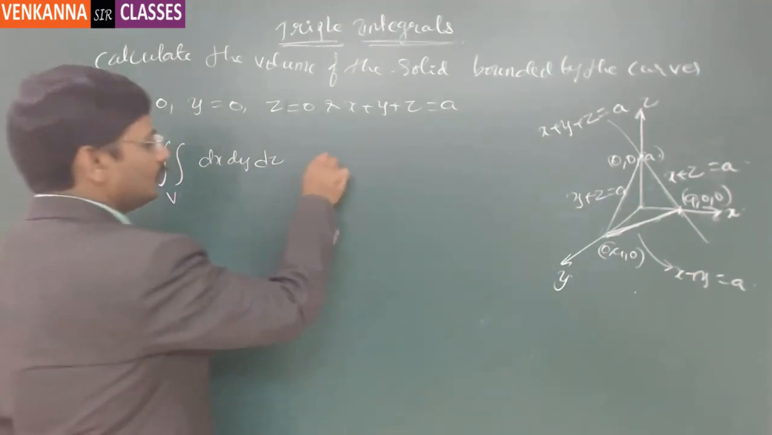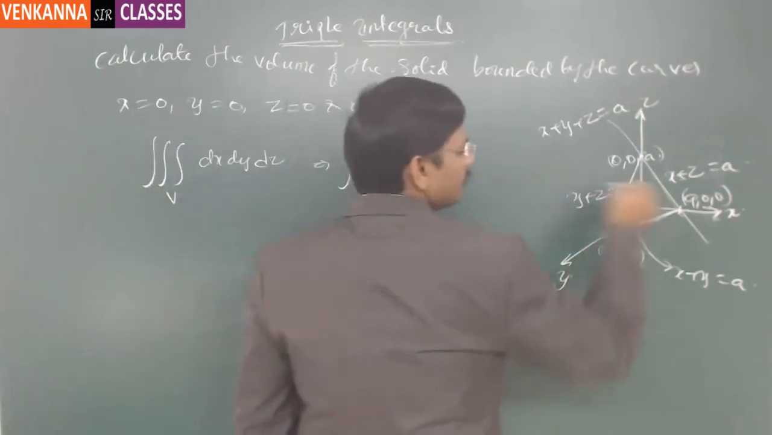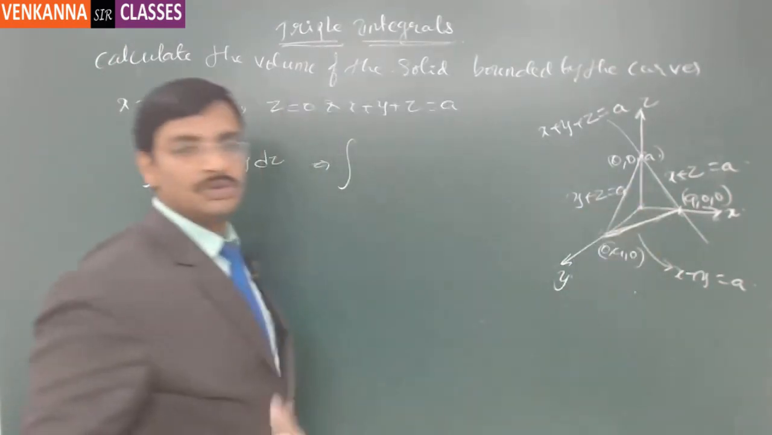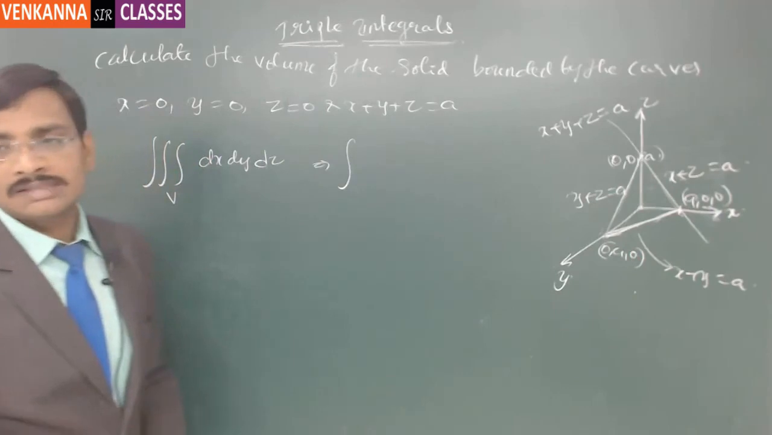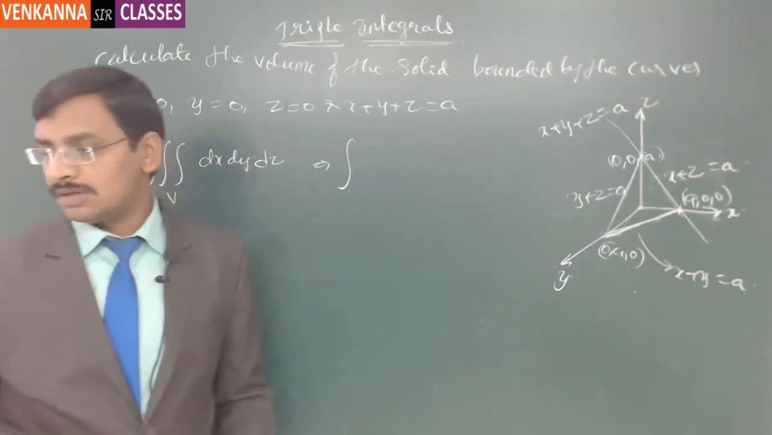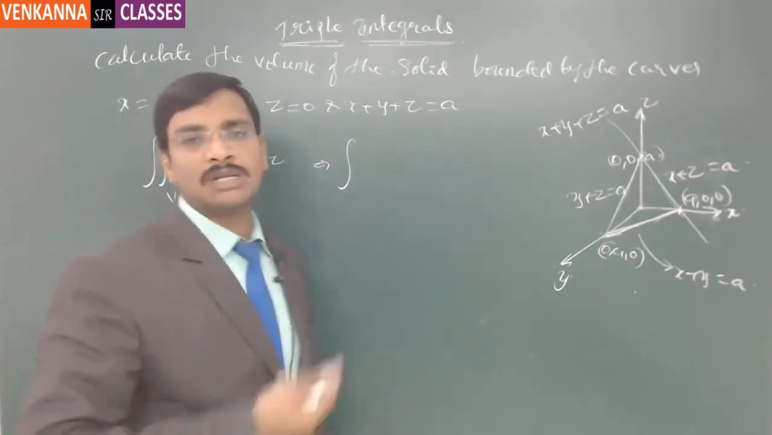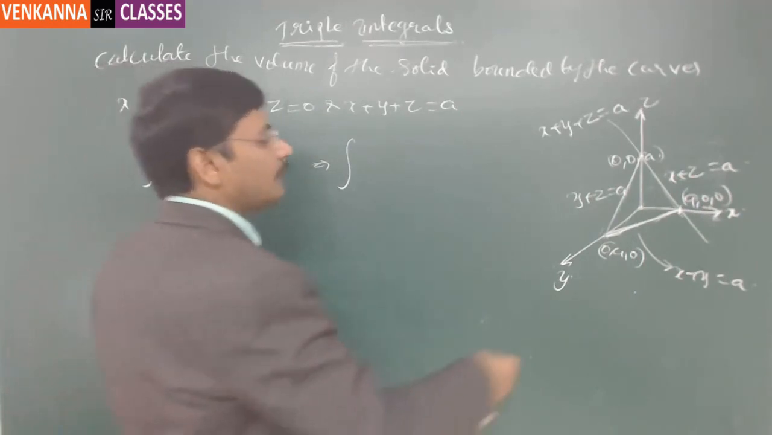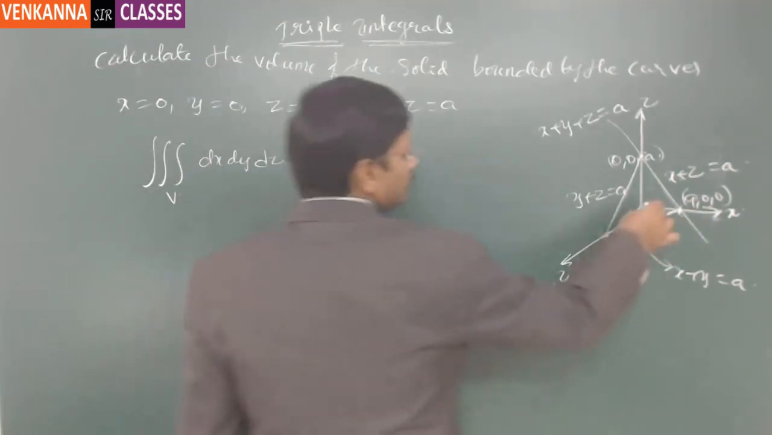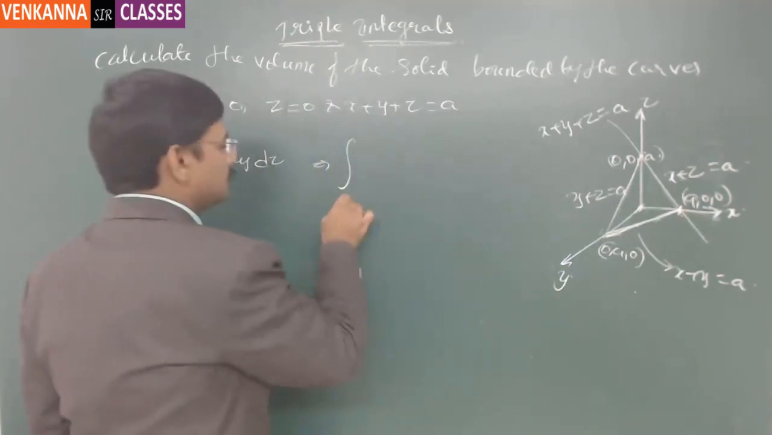Now for these volume limits, I take x as the constant limit. That is up to you, whichever one you want to take. Whether you take x or y or z, you can take any as the constant limit. Depending on that, the other limits will follow. So if I make x the constant limit, x is varying from 0 to a.